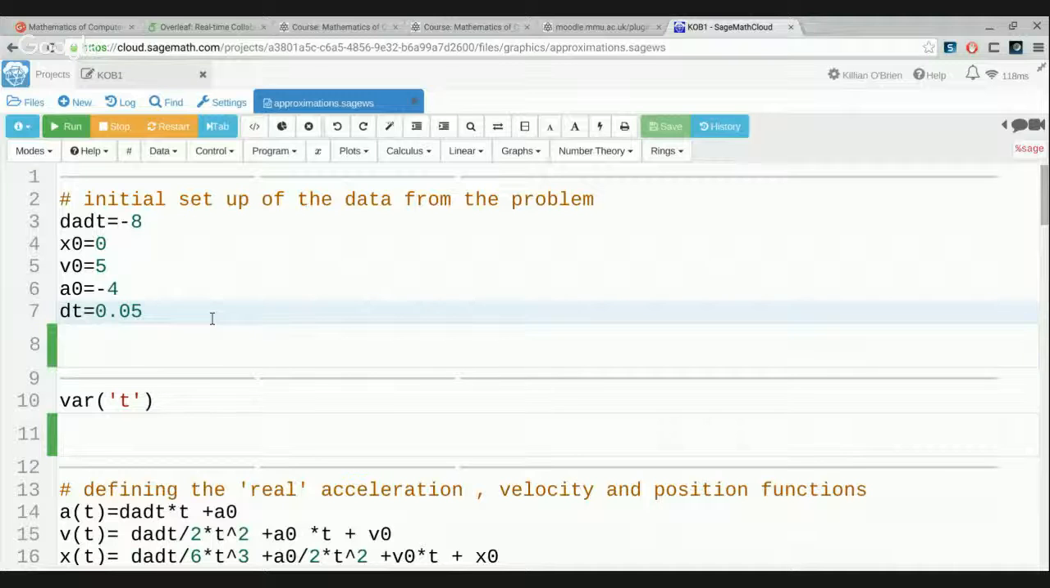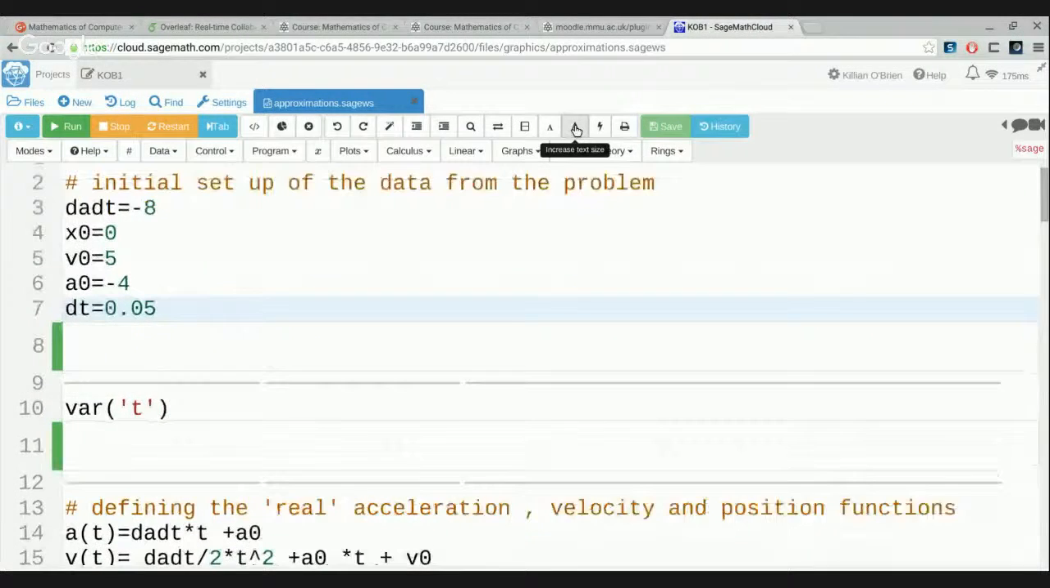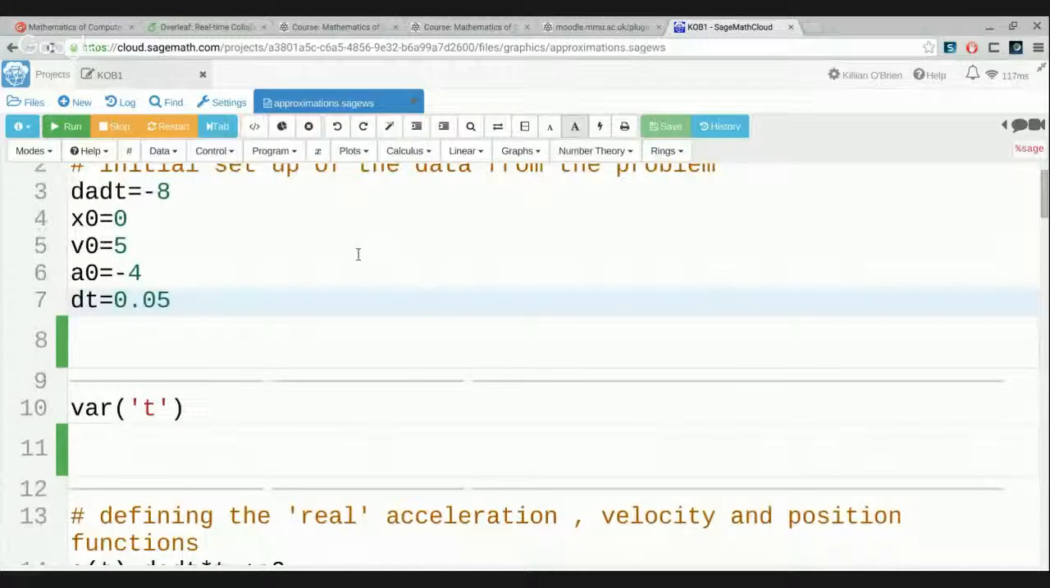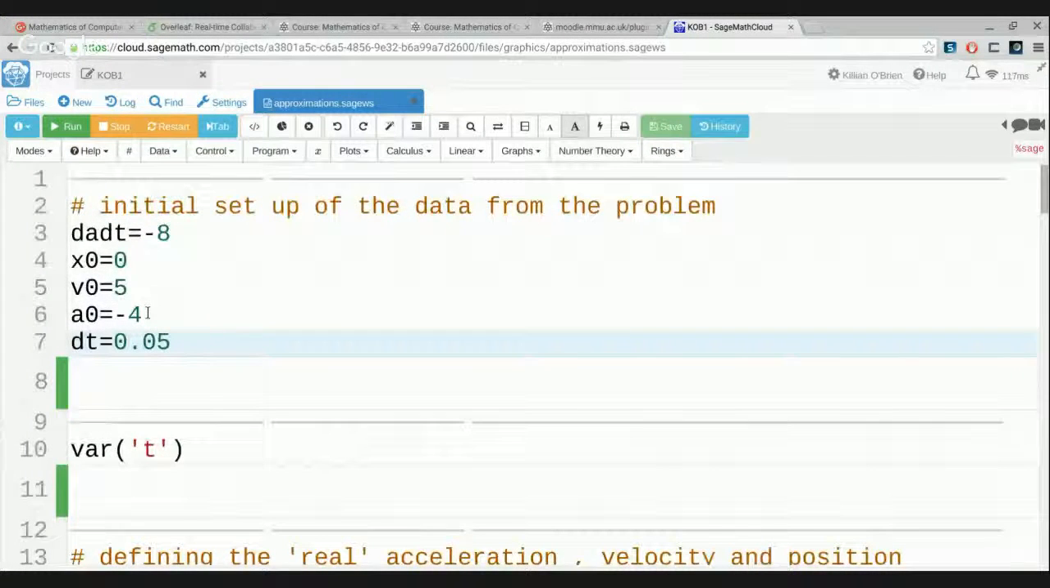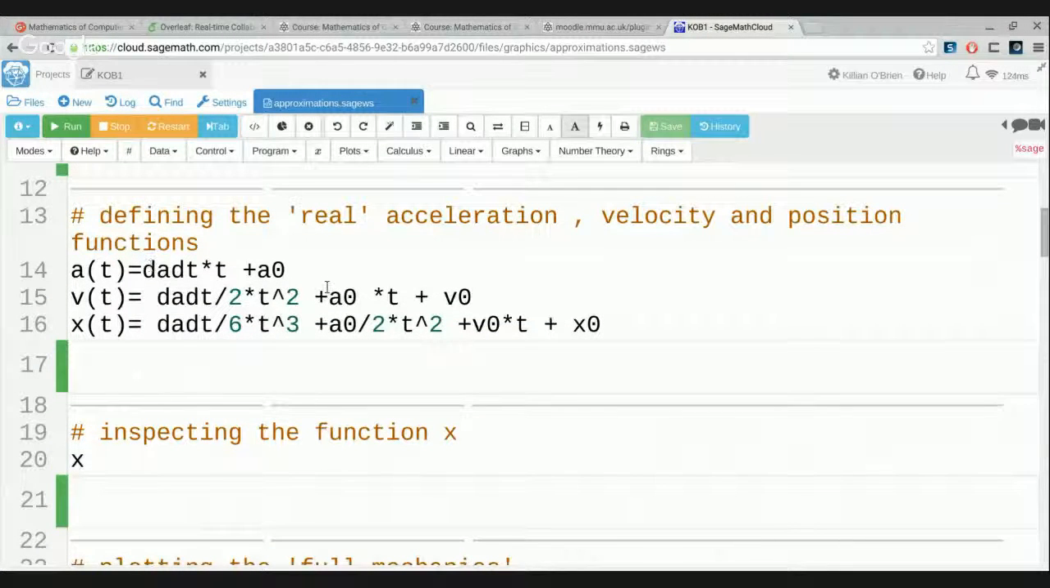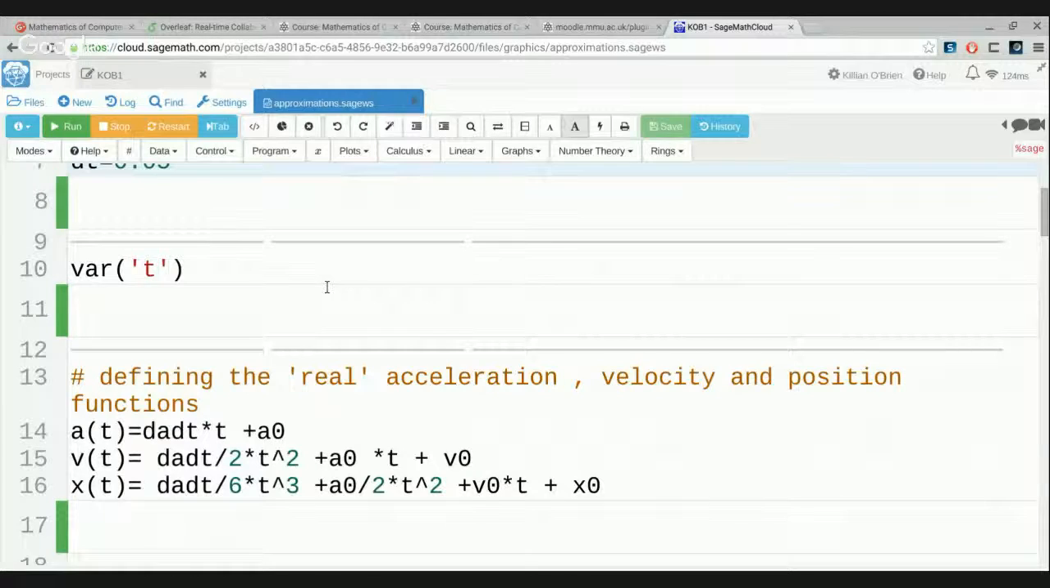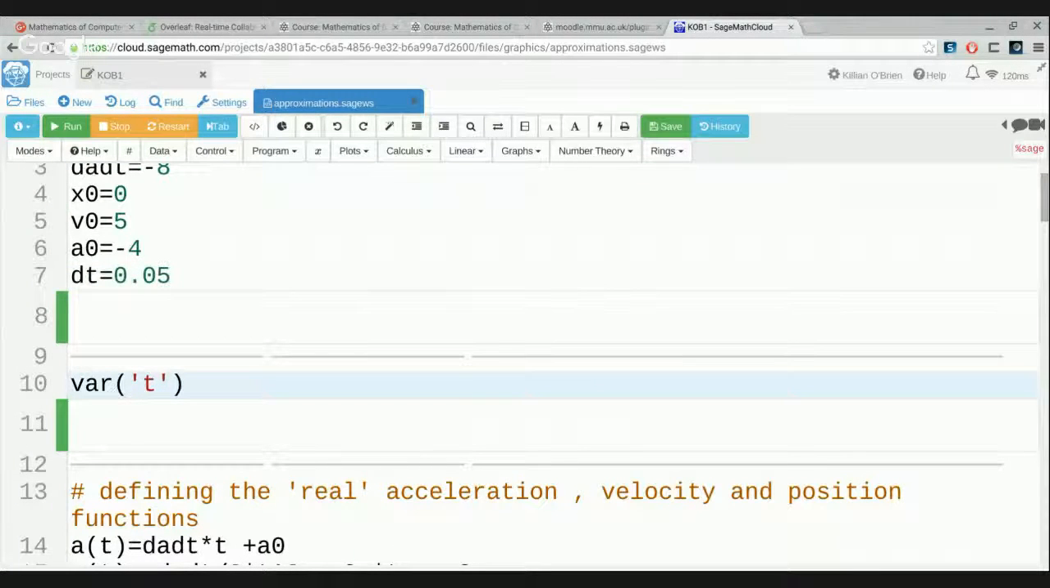Initial position x0, again, x0 is just a variable name on the left there. We set x0 equal to 0. V0 we set to 5, so that's the initial velocity. The initial acceleration, A0, is -4, and the time bound dt is a 20th of a second. Now, for the full simulation, I better execute those and set those values. I'm going to use t as a symbolic variable.